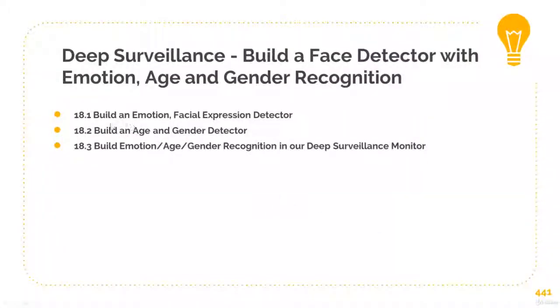So firstly, we're going to build a simple emotion or facial expression detector. And secondly, we're going to build an age and gender detector. And then in the last chapter, we're going to combine them both, and it's going to be called our deep surveillance monitor. So stay tuned, it's going to be a very cool project.